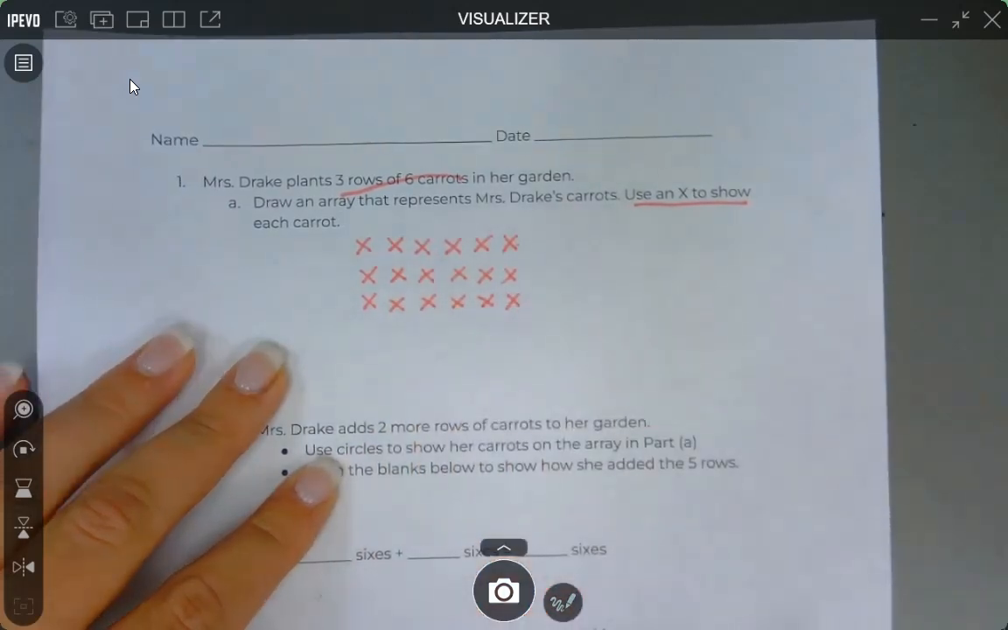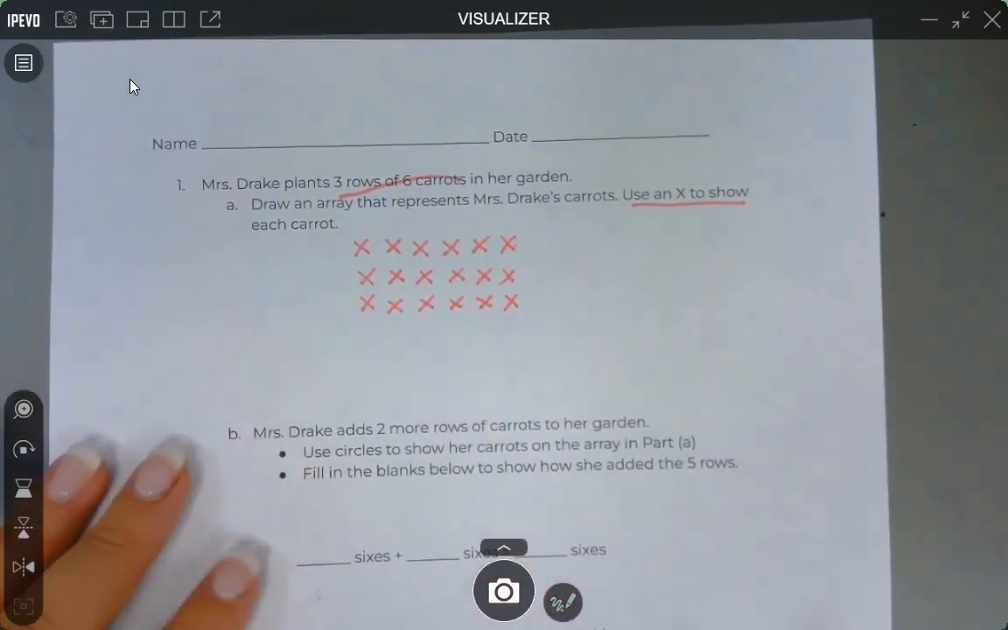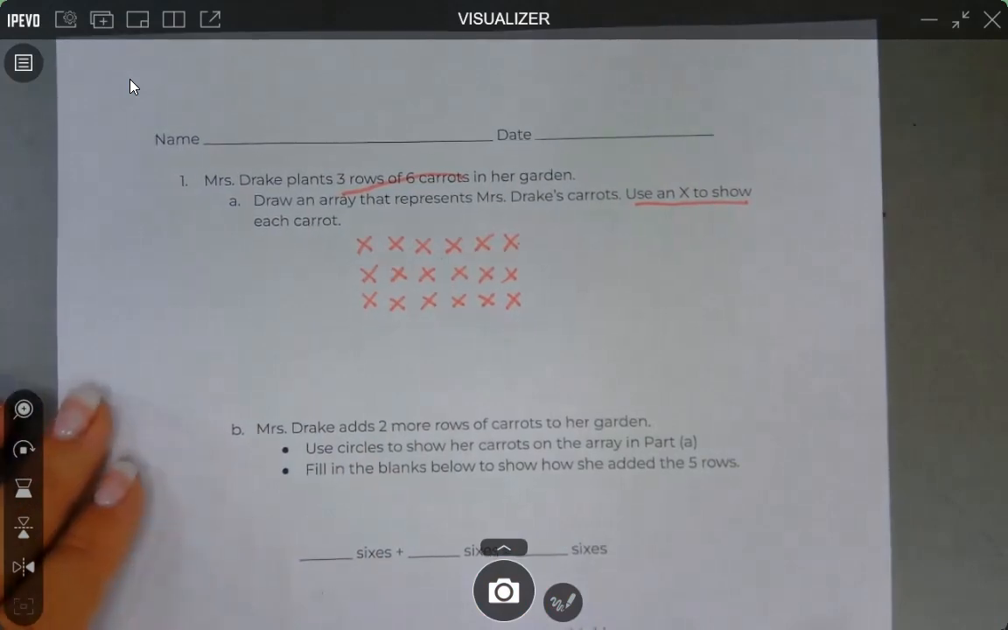They told us to use X's. 3 rows of 6 carrots. Awesome. Go ahead and pause. Make sure that you're copying that down. 3 rows of 6.